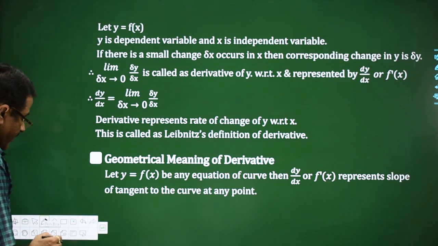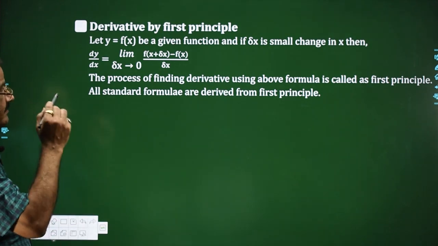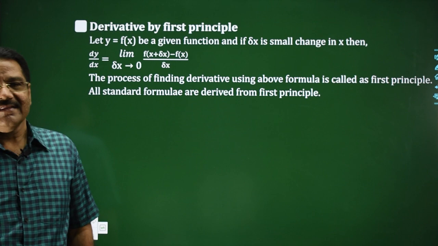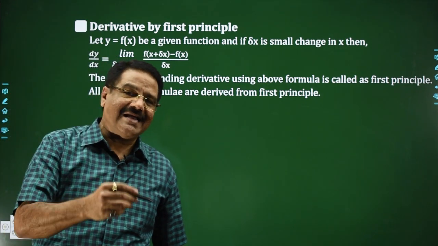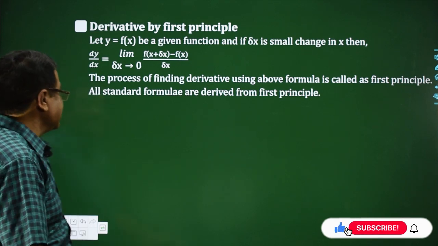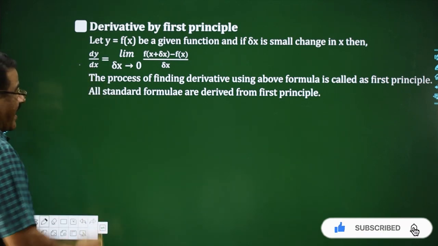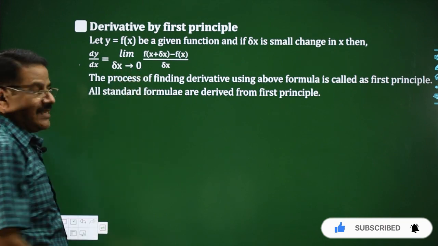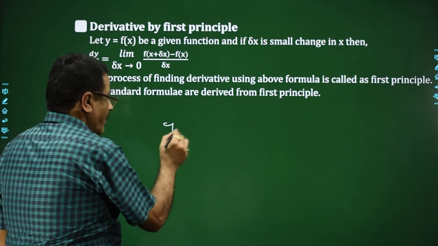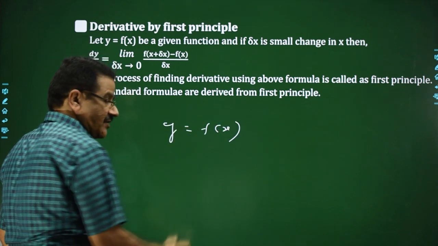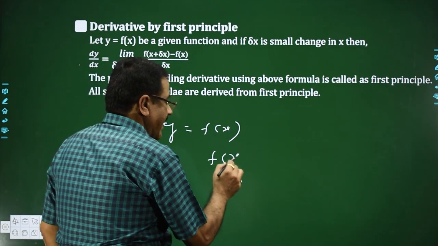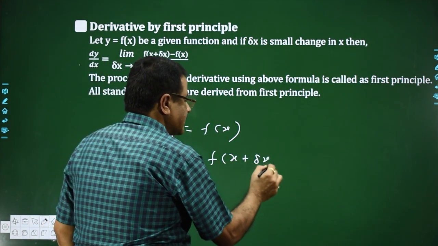Now let us proceed further, with derivative by first principle. Whatever definition we have taken earlier, that dy by dx is equal to limit delta x tends to 0, delta y upon delta x, can be written precisely as dy by dx is equal to limit as delta x tends to 0, f of x plus delta x. So what does it mean? y is equal to f(x) is the original function. There is a small increment in x, and that is why the value of the function becomes f of x plus delta x.